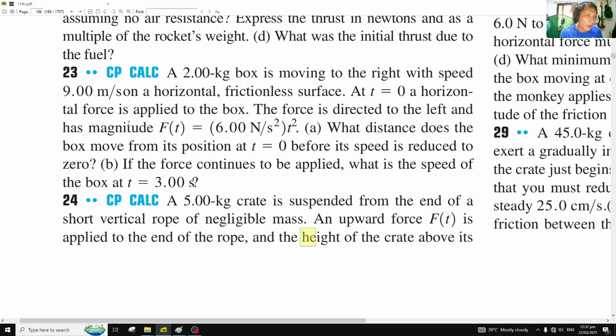So, physics, topics, dynamics, problem 23. A 2 kilogram box is moving to the right with a speed of 9 meters per second on a horizontal, frictionless surface. At time t equals 0, a horizontal force is applied to the box. So, we can envision it to be.